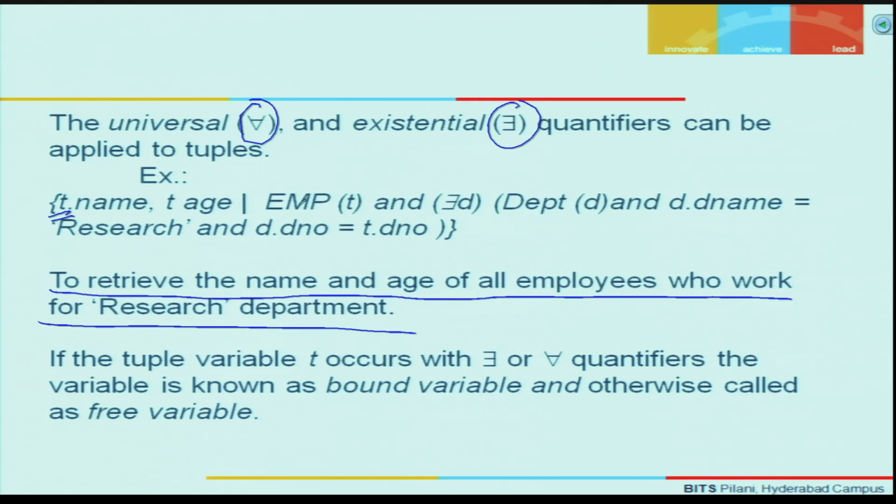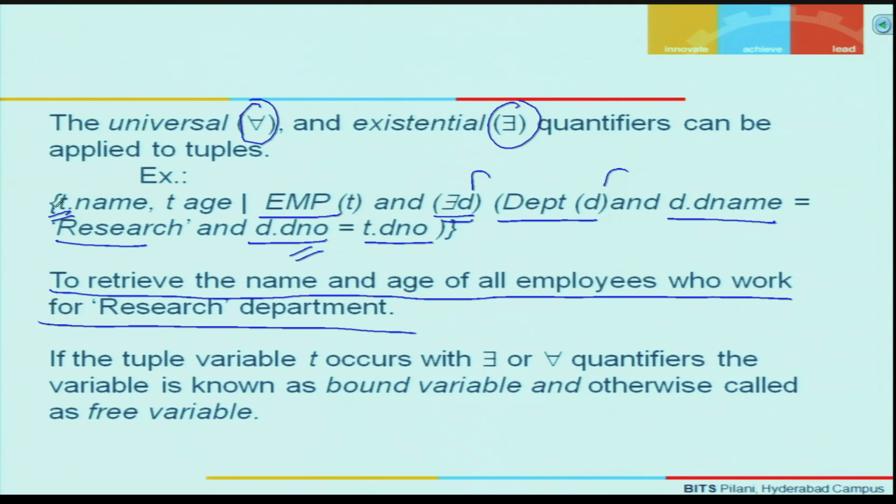T should range over the employee table, and there exists another tuple variable D which is ranging over the department table, and D dot name, that is the name of the department, is equal to research, and D dot DNO, that is for the tuple D, the DNO is equal to T dot DNO. T is what? T is ranging over employee tuples. For such tuples you give me the name and age of the employees.